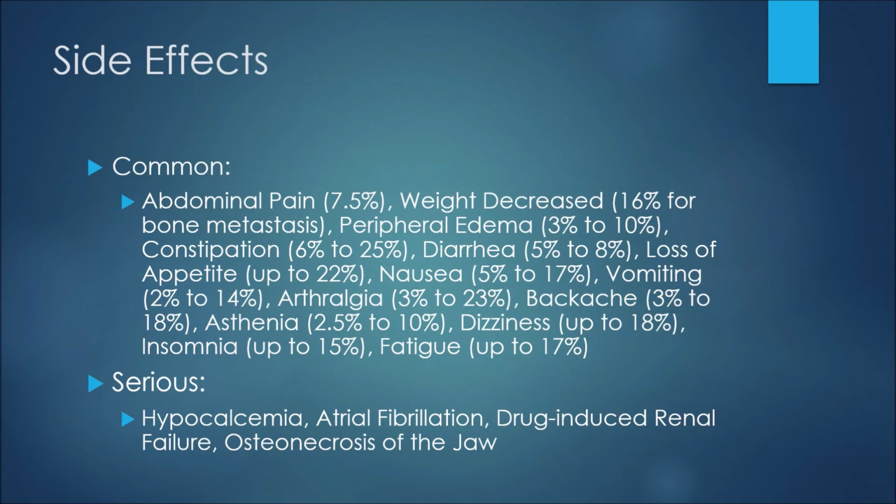Arthralgia or joint pain comes in at 3 to 23%, and back pain at 3 to 18%. Asthenia or abnormal weakness may happen to 2.5 to 10% of patients, and dizziness up to 18%. Insomnia may happen up to 15% of the time, and fatigue up to 17%. Some more serious side effects would be hypocalcemia, or low calcium levels, atrial fibrillation, drug-induced renal or kidney failure, as well as osteonecrosis of the jaw.